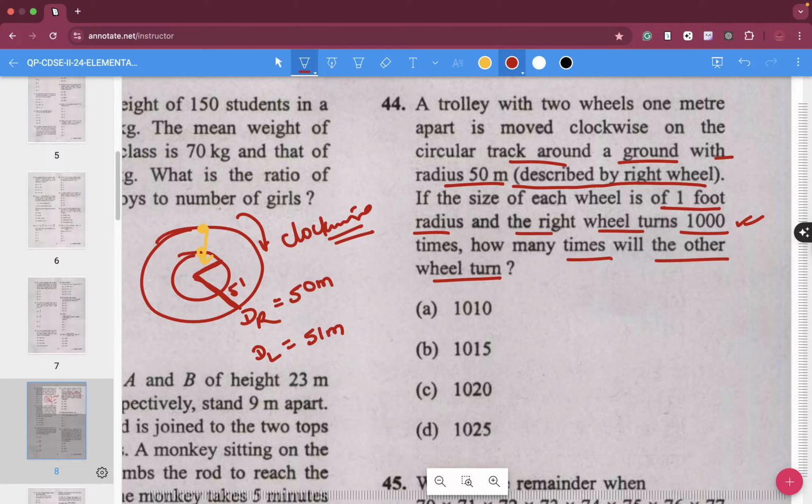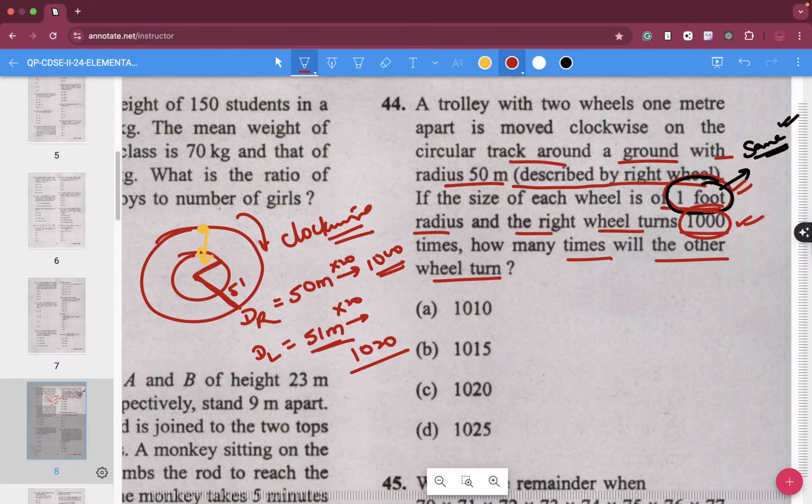Which is 1 foot. We do not really need to worry about this 1 foot, we don't have to use that. What it means is that the radius of the wheel is exactly the same. To travel 50 meters, it has to make 1000 turns. So to travel 51 meters, it is into 20 over here, so over here also it will be 20. So 1020 turns will be the answer.